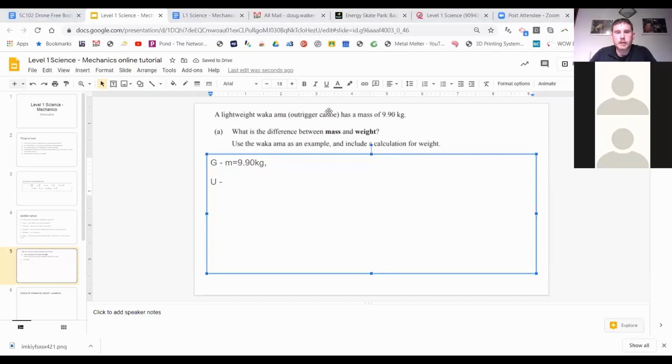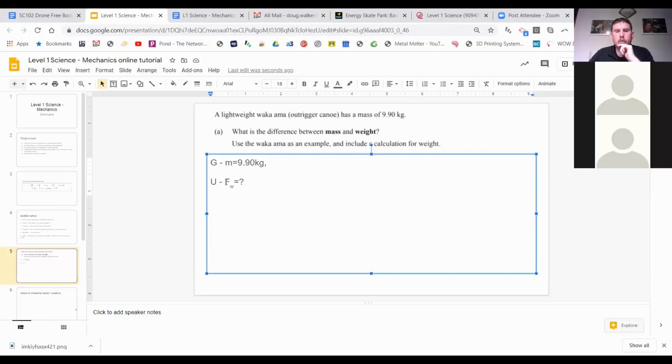So what is it we're trying to find? Well, we've been asked to give a calculation for weight. Now, weight is a force, so I tend to write it as F equals question mark. And I'd sometimes use F_W as a little subscript, just to indicate that it's weight force and not a force acting in a different direction.